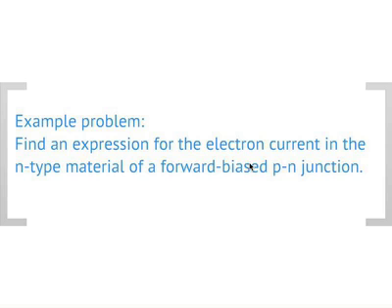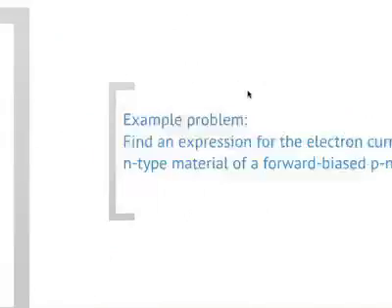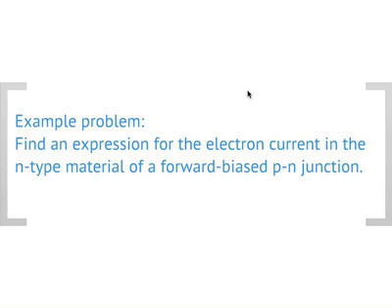Okay, so we have an example problem from the text. So let's try to do this using about a minute or so. Find an expression for the electron current in the n-type material of a forward bias p-n junction. In other words, find the electron current, so this plot right here, for forward bias p-n junction. And we'll work through it together. So think about that for 10 seconds while I find the example.